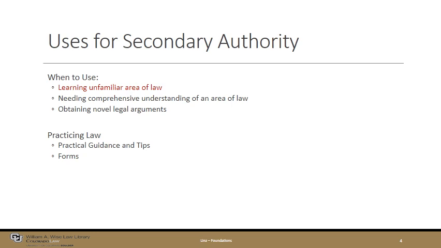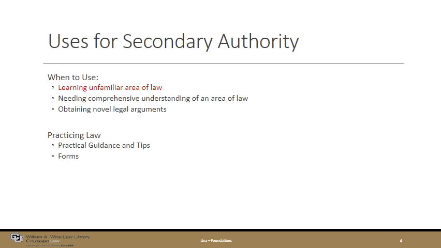So what are the uses for secondary authority? Well, the main use, particularly when we are new to an area of law, is to learn an unfamiliar area of law. And this is understandable from the resources that are broad overview resources. You get an orientation to the key cases, statutes, the jargon of the law, and how it all works together. Of course, you can also use it when you need to have a comprehensive understanding of an area of law, or you're looking at nuances within a particular area of law.